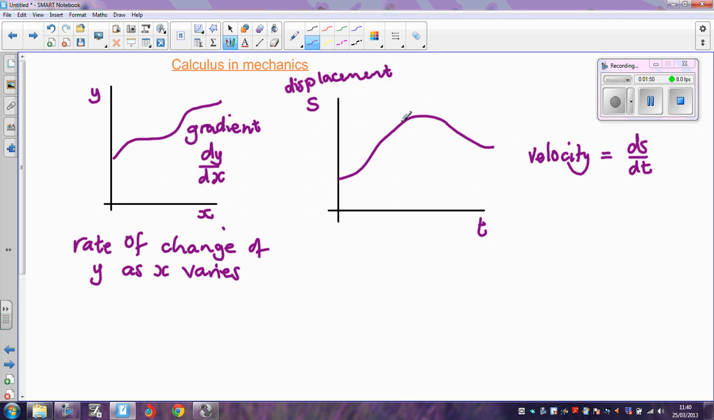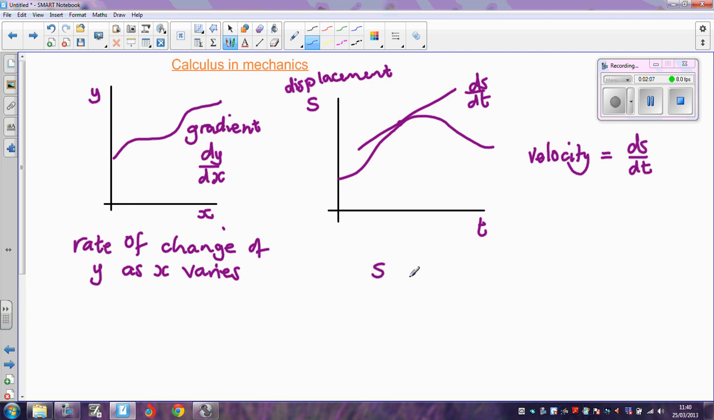So let's say we wanted to find the gradient of the graph here, we would find the gradient of the tangent, but the gradient of that tangent is going to be ds by dt. Another way of thinking of that is that the velocity is the rate of change of displacement.